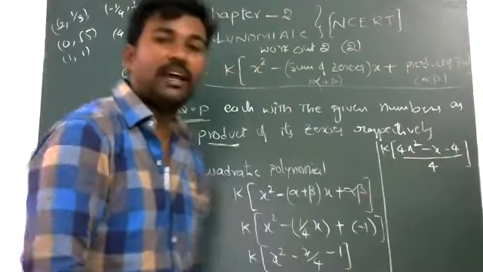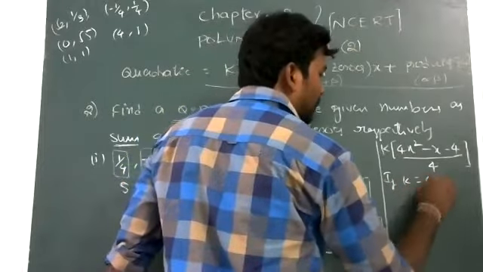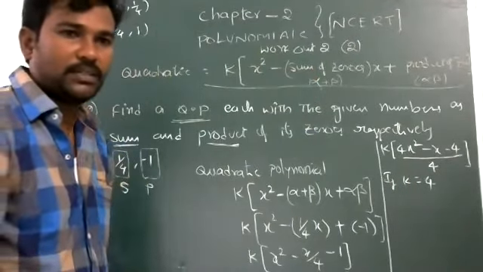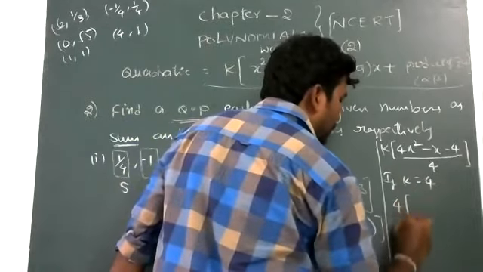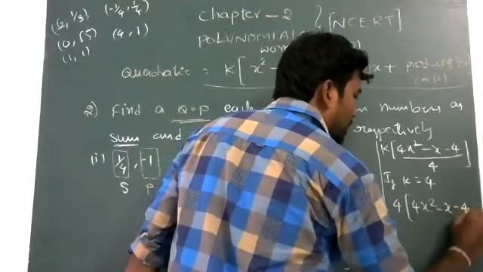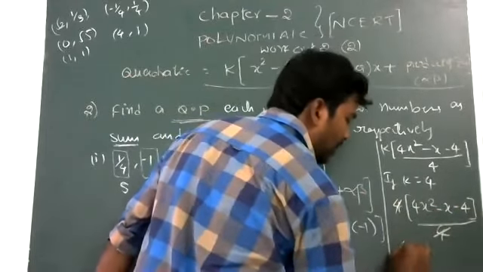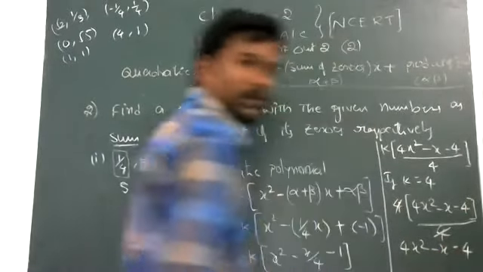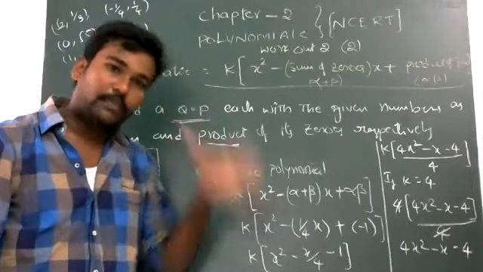So here, what is the k value? If k equals 4, k is any constant. So that's why you can write it as 4 into (4x square minus x minus 4 by 4). Now 4 gets cancelled. Finally, the polynomial is 4x square minus x minus 4. This is the quadratic polynomial. Is it clear?